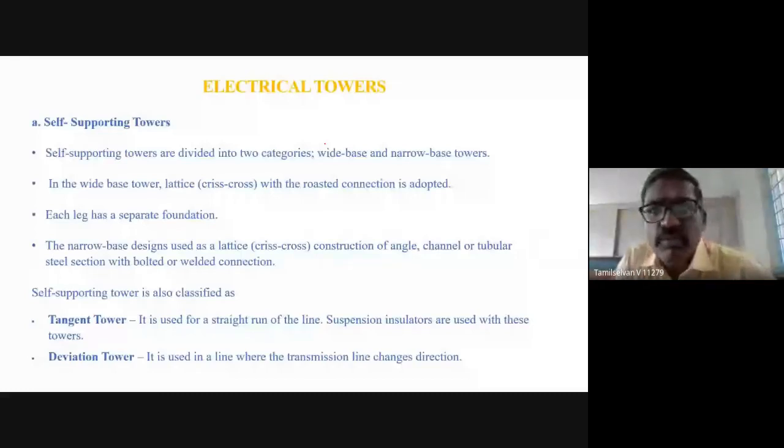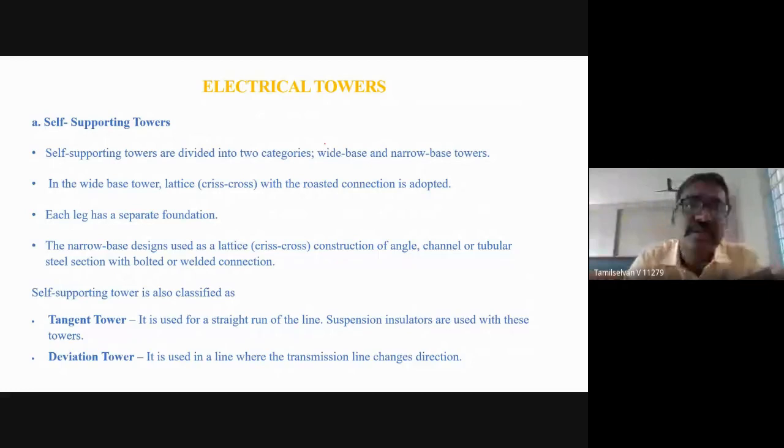But as I told, for the line support of the tower, we have two broad classifications. One is called an electric pole. It means when the voltage is less than 110 or 115 kilovolt, then we use an electric pole. When the voltage is higher, we cannot use the electric pole. Then that is called an electrical tower.